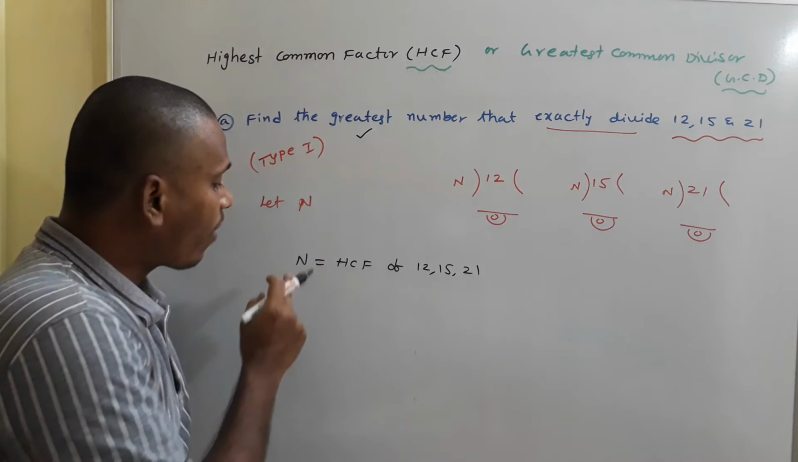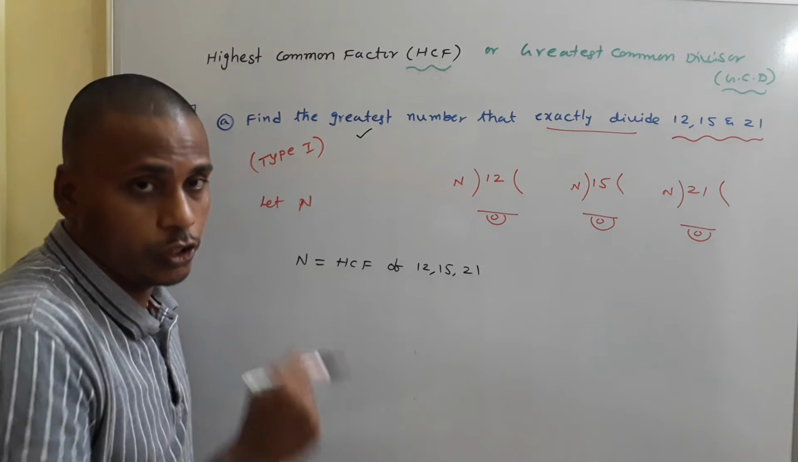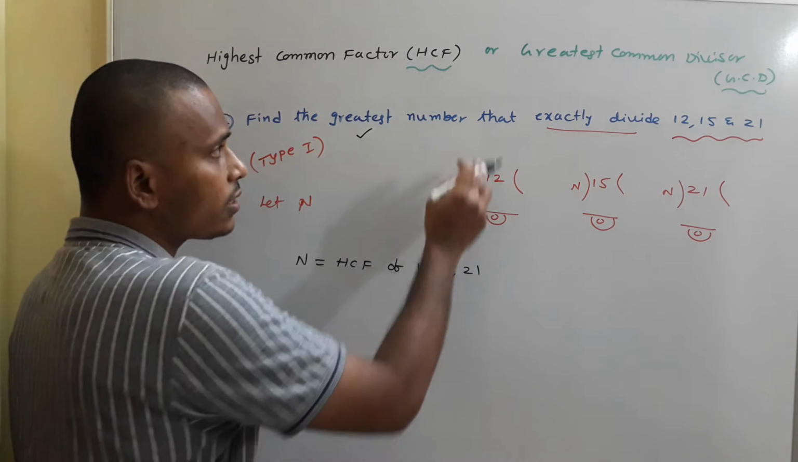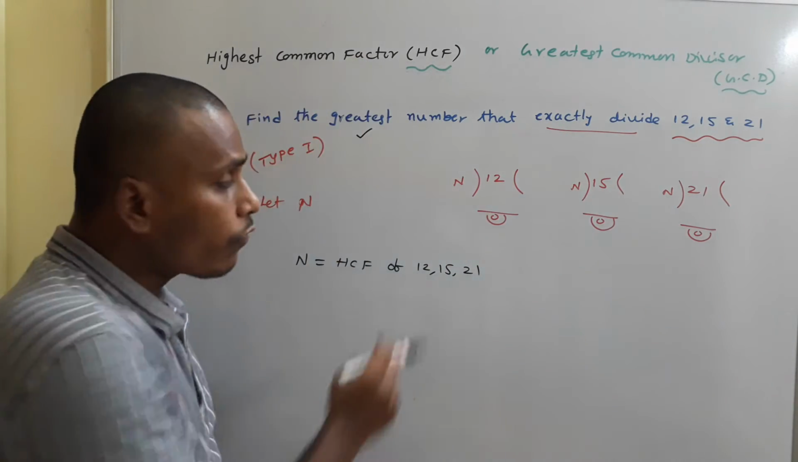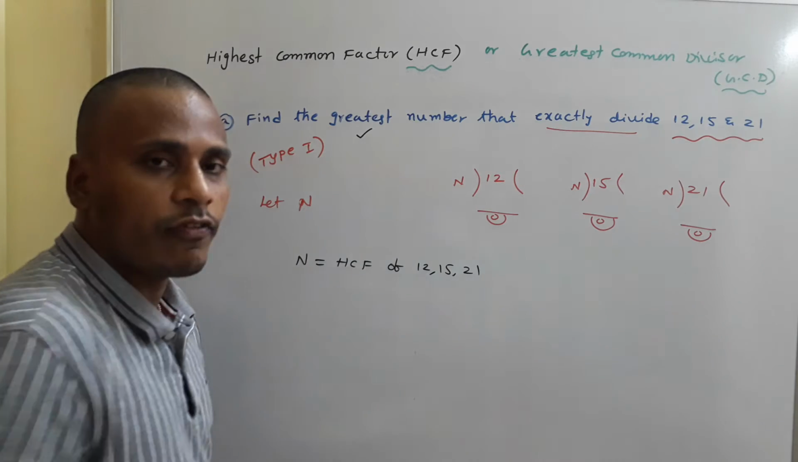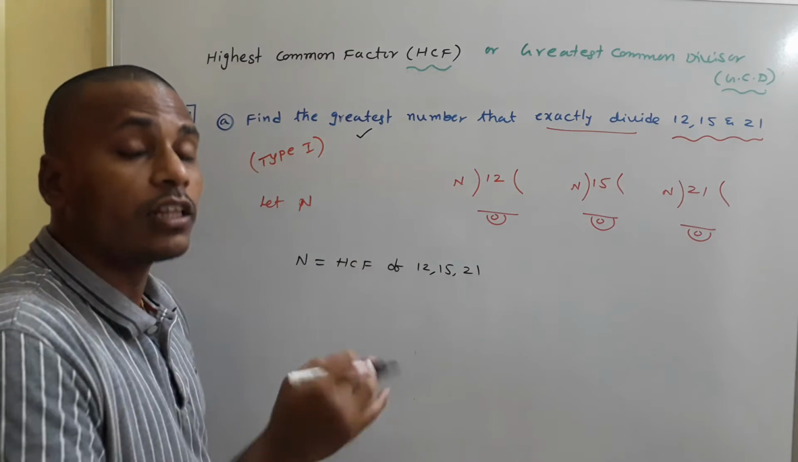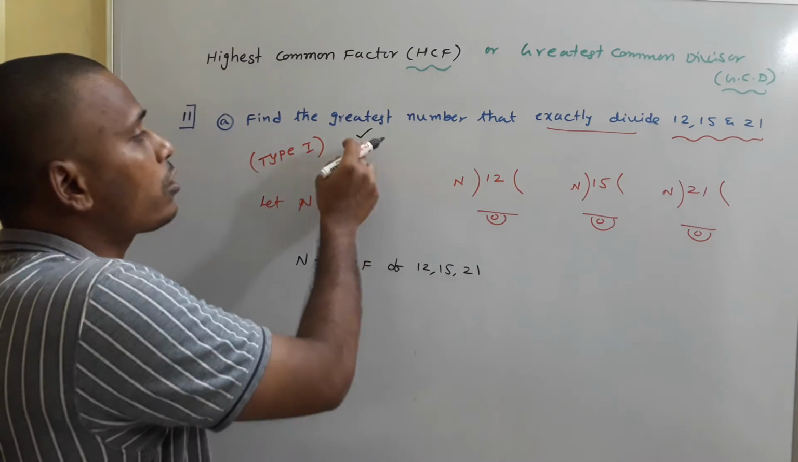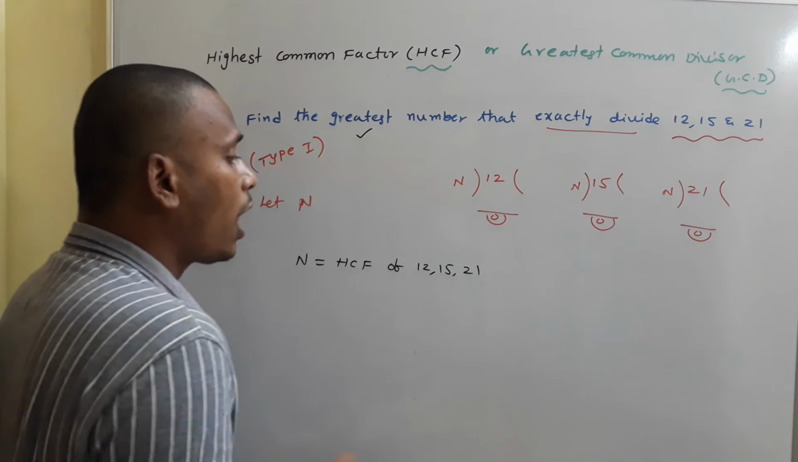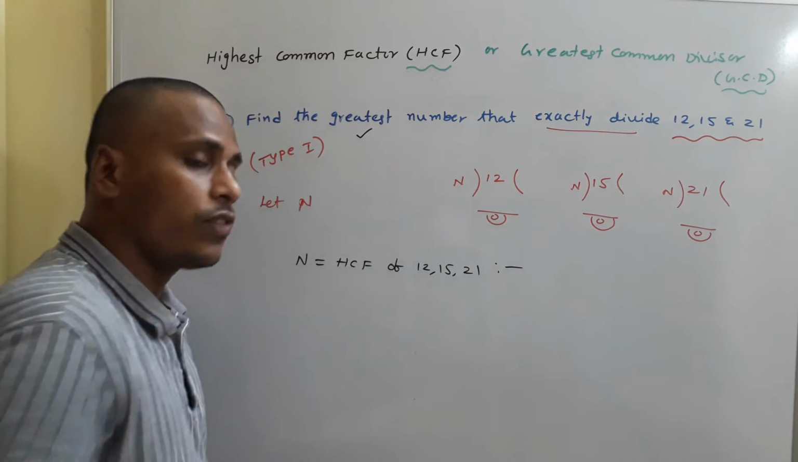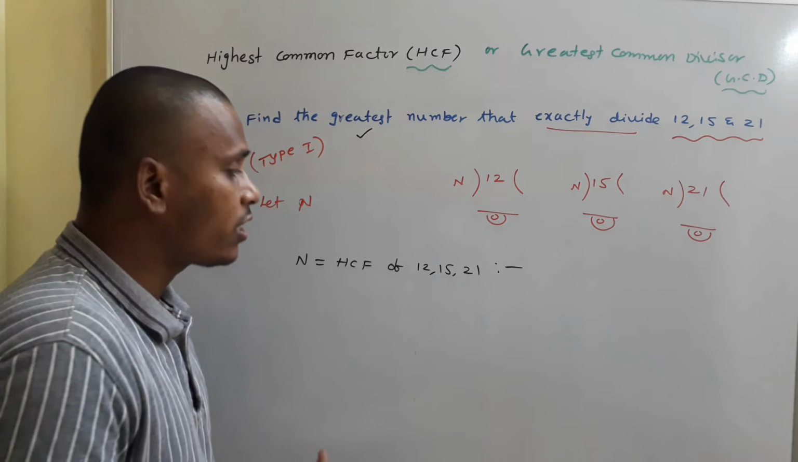Why is our required number n the HCF? Because as per this given problem, we need to follow these three divisions, and from these three divisions clearly n is a factor of 12, 15 and 21, and that too a common factor. But the question is about finding the greatest common factor, so n is the HCF of these three numbers. Now our task is to find the HCF of these three numbers. So how to find the HCF of these three numbers?